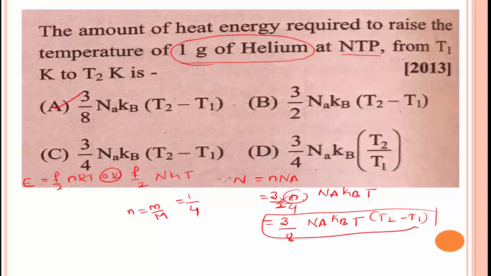Here Na is the Avogadro number, k is the Boltzmann constant, and the temperature change is T2 minus T1. We get option A as the right answer.